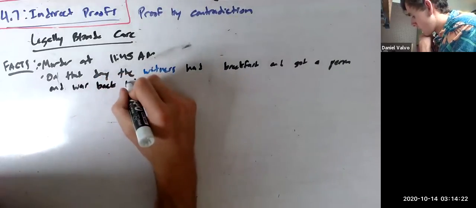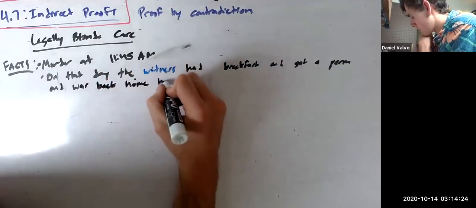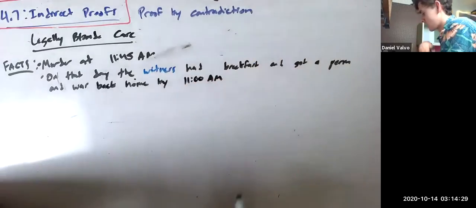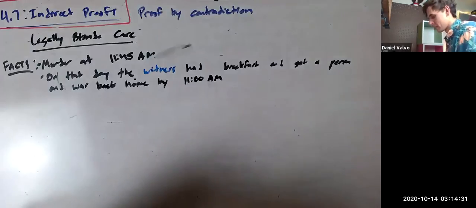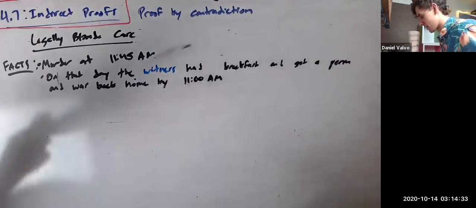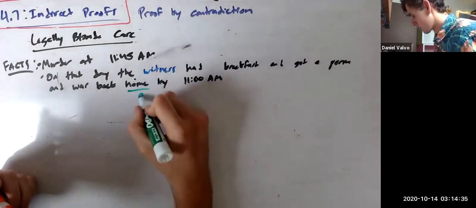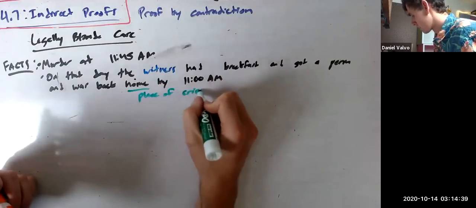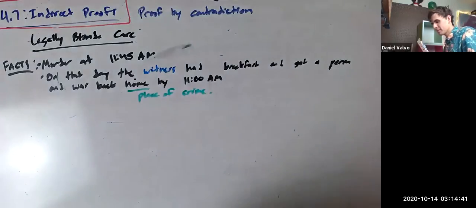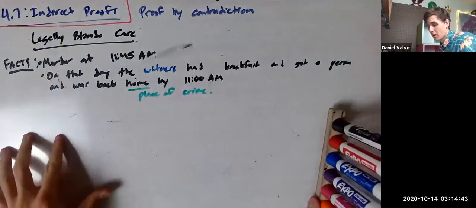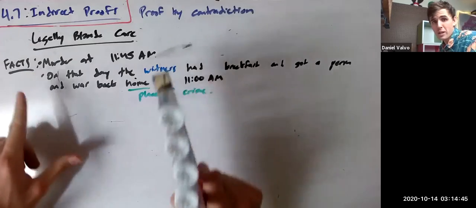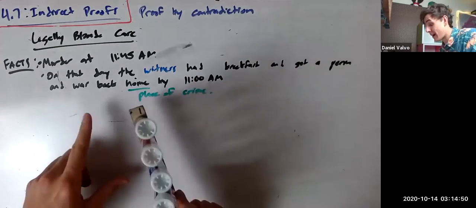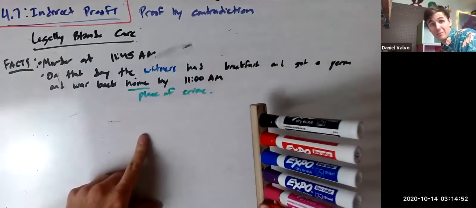and was back home by 11 o'clock a.m. And the home is the place of the murder. So these are the facts we know. We know when the murder was, and we know that the witness, who our lawyer thinks did it, had breakfast and then went out and got a perm and was back home by 11 a.m.